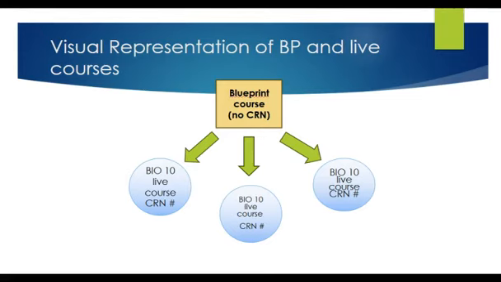If you're more of a visual learner, here's a visual representation of blueprints and how they connect to live courses. In the middle here, we have a square for the blueprint course. This does not have a CRN. Then that information from the blueprint course would be synced or pushed out to the live courses. So for example, a Bio 10 live course or daughter shell, where you have students included, does have a CRN.